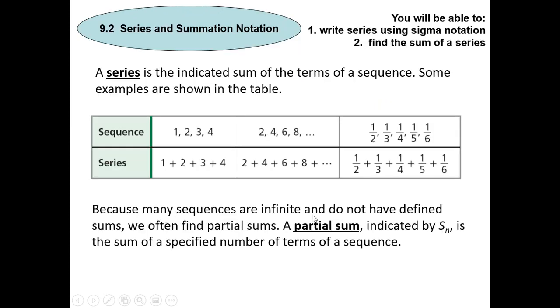Because many sequences are infinite and do not have defined sums, we often find what are called partial sums. A partial sum, indicated by S sub n, is the sum of a specified number of terms of a sequence. So S sub n, we're going to add up the first n elements in a sequence.